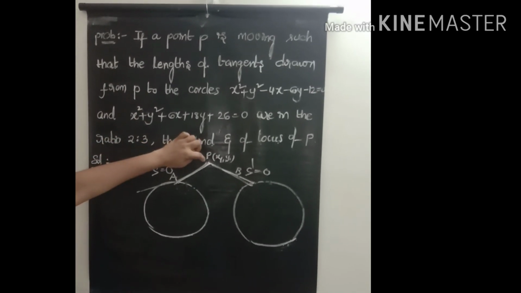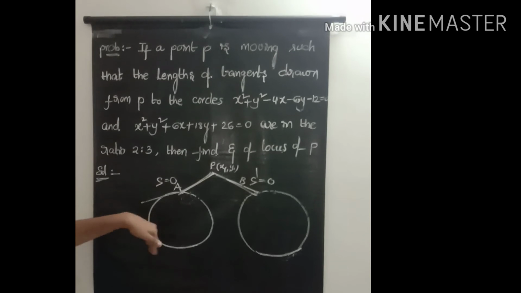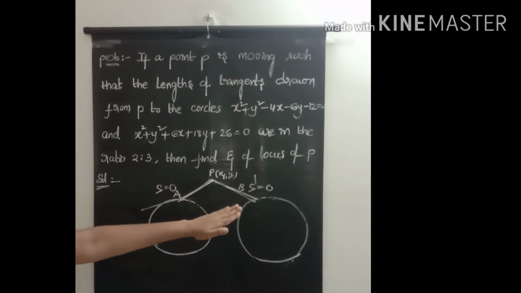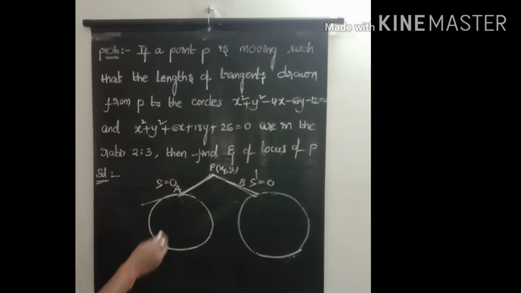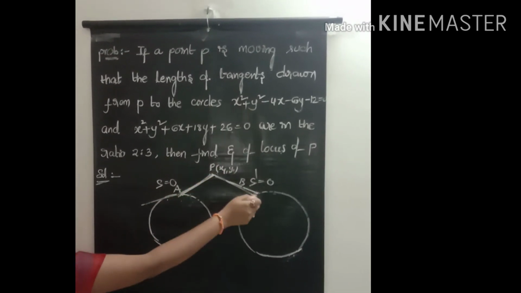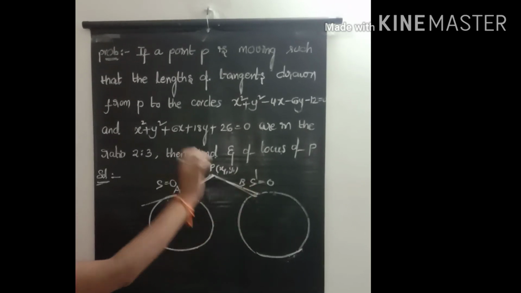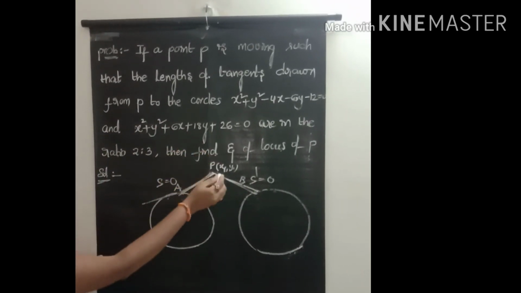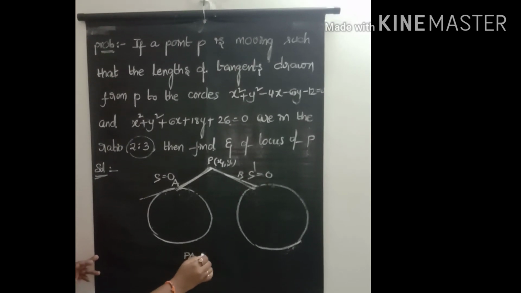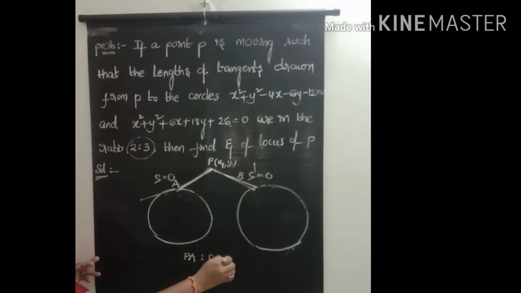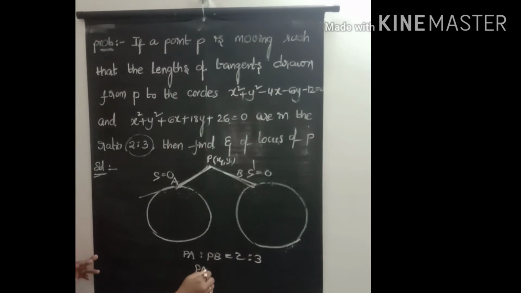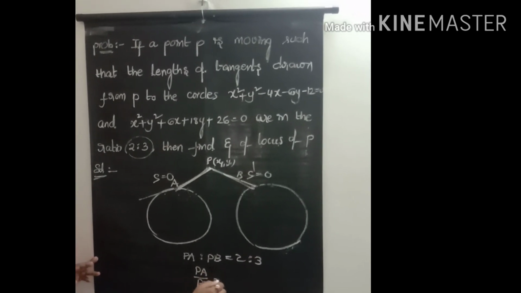So P is a given point, S equals 0 and S dash equals 0 are two circles. Now PA is the length of the tangent drawn from P to the first circle and PB is the length of the tangent drawn from P to the second circle. What is the given condition? The lengths of the tangents are in the ratio 2:3. That is, PA is to PB equals 2:3, that is, PA by PB equals 2/3.